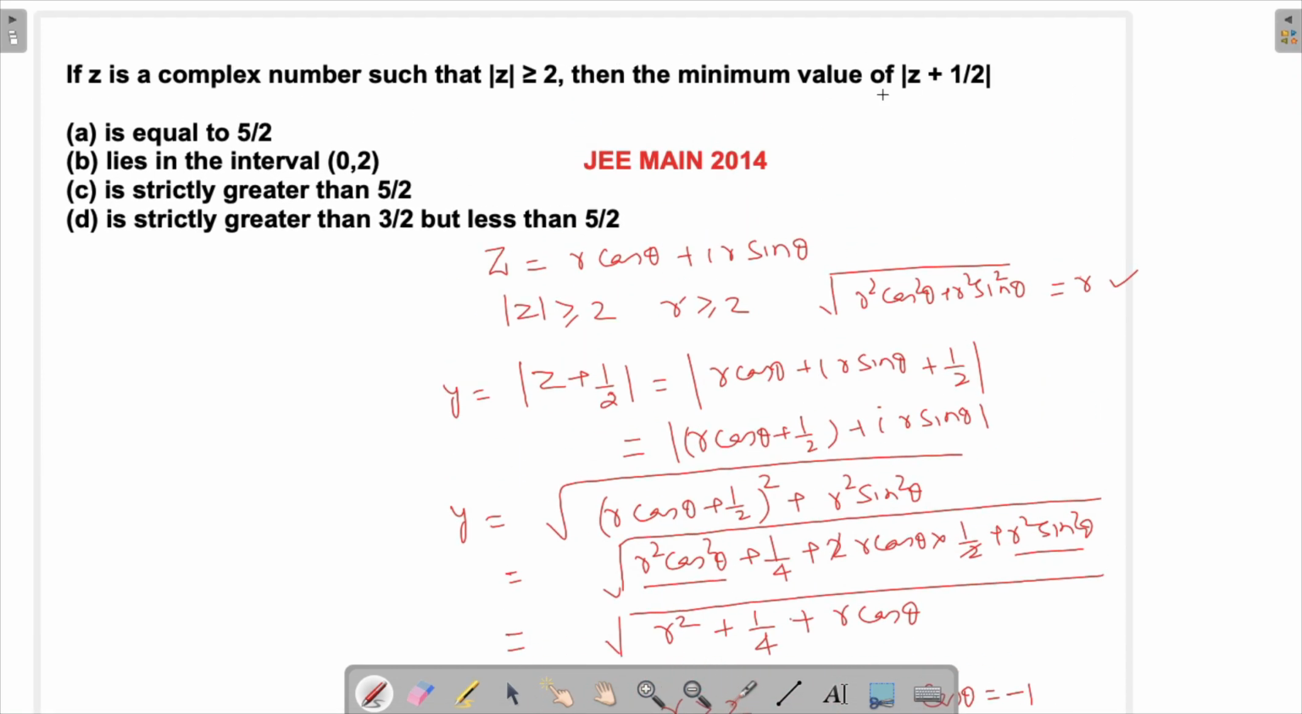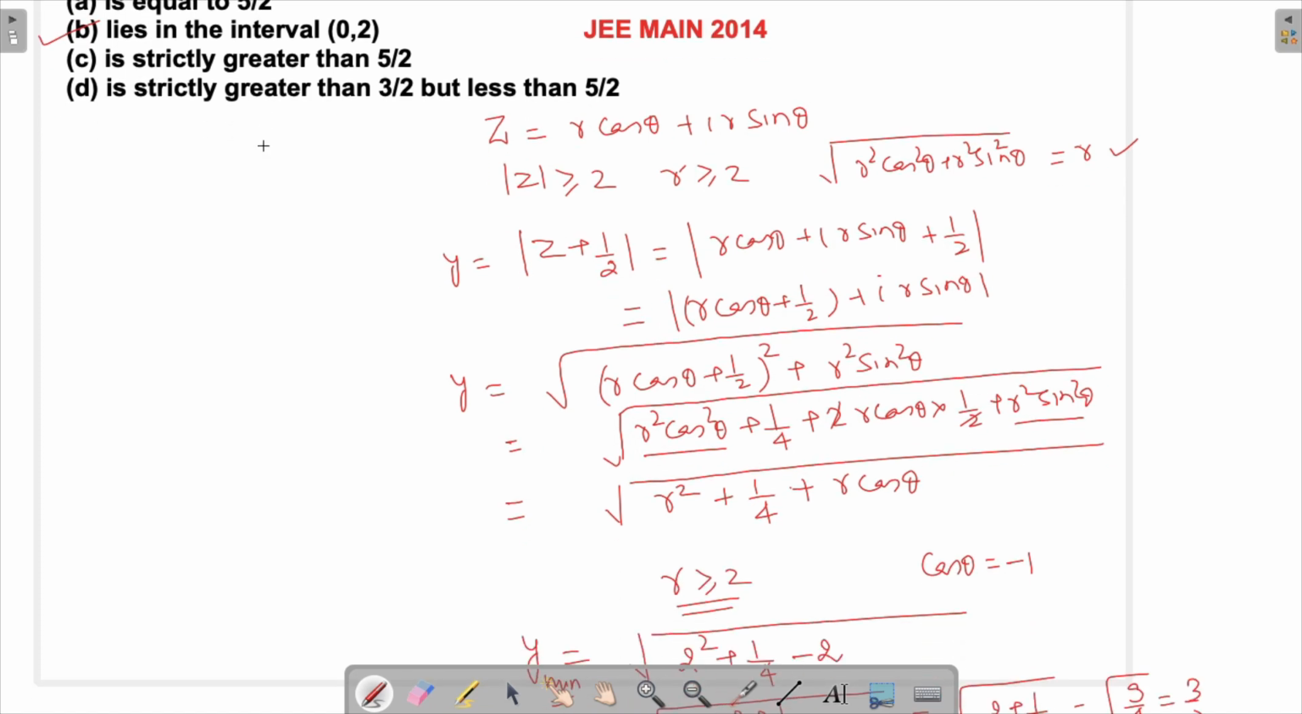Then where will the minimum value of this lie? What I've got is 3 by 2. Saying it is strictly greater than 3 by 2 isn't right, because that is my minimum value. And less than 5 by 2 is also something which we cannot say. While this is the one which is the correct option, where 3 by 2 is actually lying between 0 and 2, right? So the minimum value will be lying in this one. It's not equal to 5 by 2. Is it strictly greater than 5 by 2? It's also not right. So this is your answer. B is your option, and that is what will be your answer.